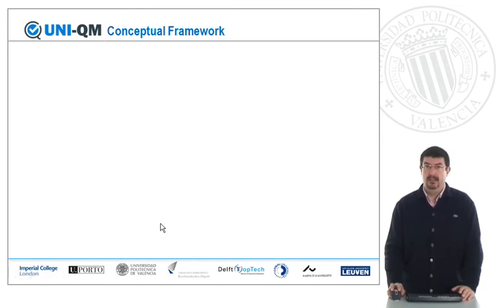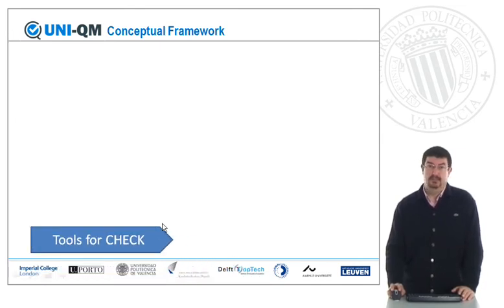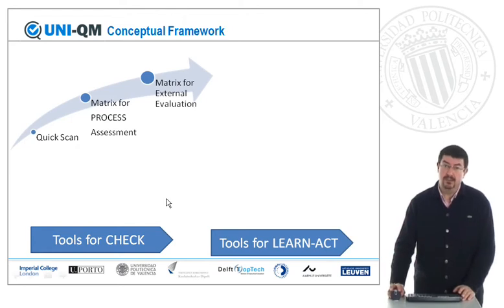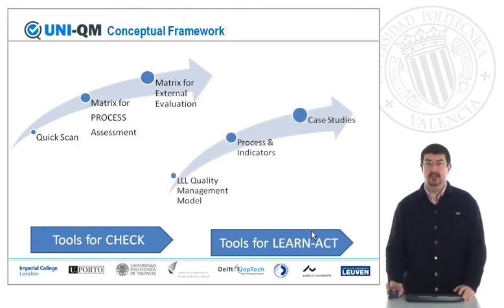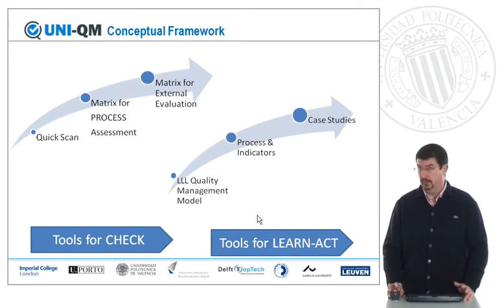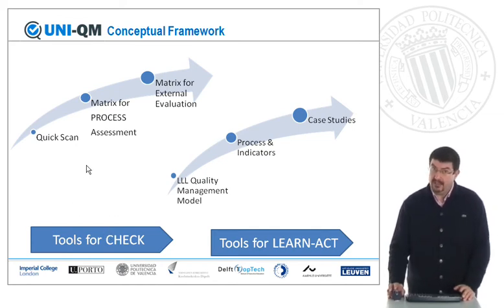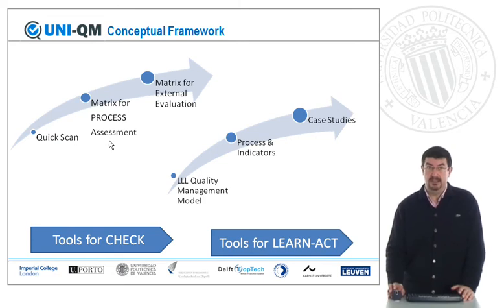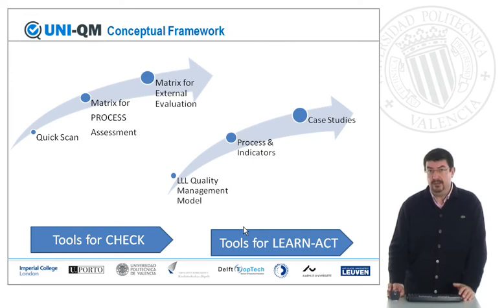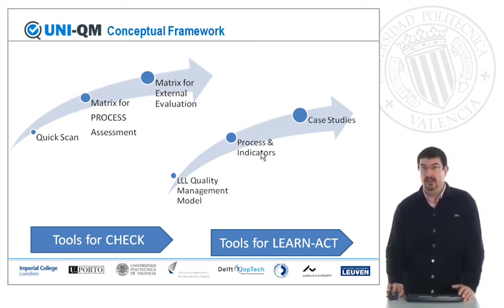This number of 9 tools will help the users, the customers of this project, to understand what has been done. The conceptual framework is based on the quality, and the quality has 2 main approaches. That is, first you have to check the things in order to learn before you plan, and then you do. So of these tools we have in the project, we have 3 tools based on the checking, that is the quick scan, the matrix for process assessment, and the matrix for external evaluation. And we have produced also 3 tools to learn from the experience of the checking: the lifelong learning quality management model, the process and indicators guidelines, and the different case studies developed by the partners we have in the project.